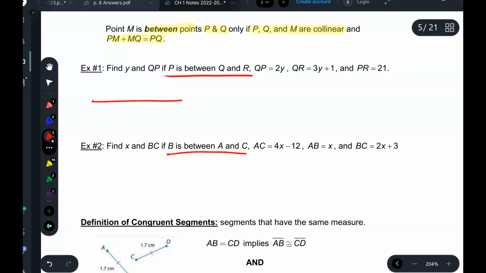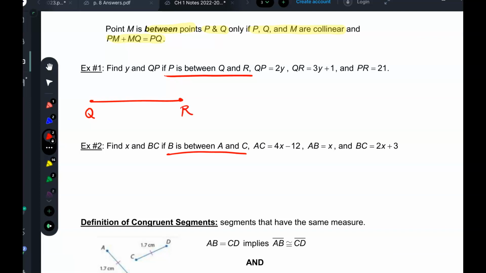Go ahead. I'm going to make a line segment, and I'm going to put Q and R on the endpoints. Now, I don't know exactly where to place P, and it doesn't matter. You could put it right in the middle, closer to Q, or closer to R. Okay, next, let's label what we know.